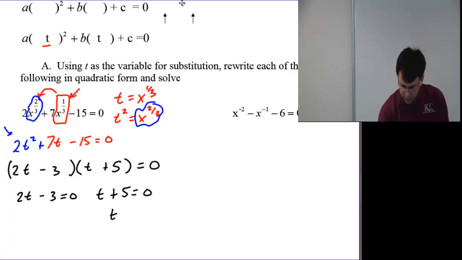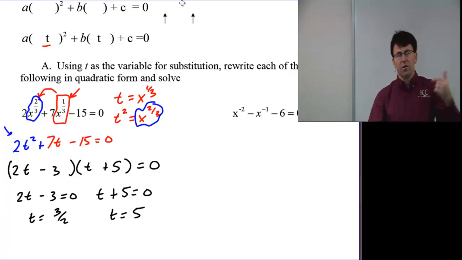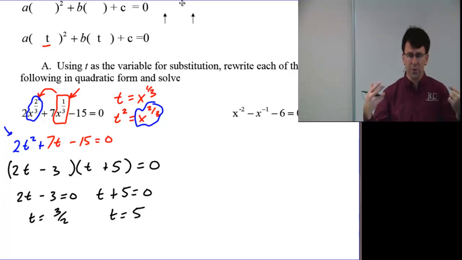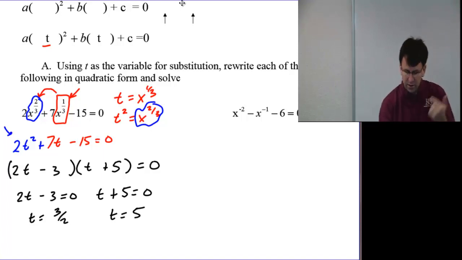Minusing 5 from both sides, that means that t equals 5. And over here with the subtraction, subtract 3 and then divide by 2, I'm going to say that t equals 3/2. Now, the original question didn't ask me to solve for t, it asked me to solve for x, but I used the t substitution to get me going, and so I need to substitute back.